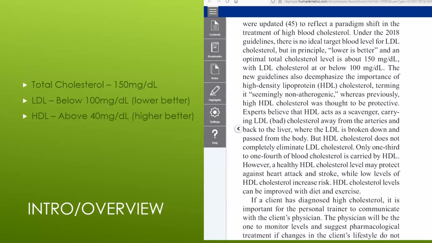So total cholesterol. Lower is better is the way to go, but optimal is about 150 milligrams per deciliter, with LDL below 100 milligrams per deciliter. And then they also emphasize HDL, which is high density lipoprotein, which is the good cholesterol. And that's the cholesterol that doesn't stick, if you will, and doesn't cause a clogging or narrowing of the arteries. Now, with this, HDL is a little bit different because you'd like for it to be higher. So it's going to be above 40 milligrams per deciliter. Anything below that becomes a contraindication.